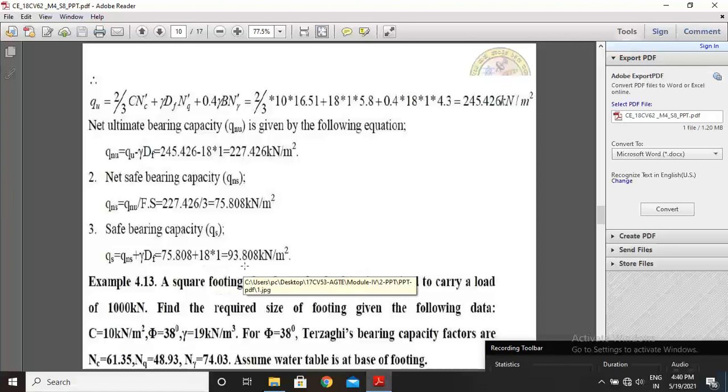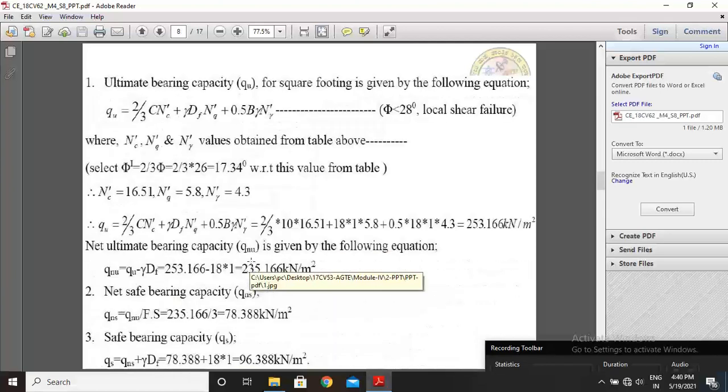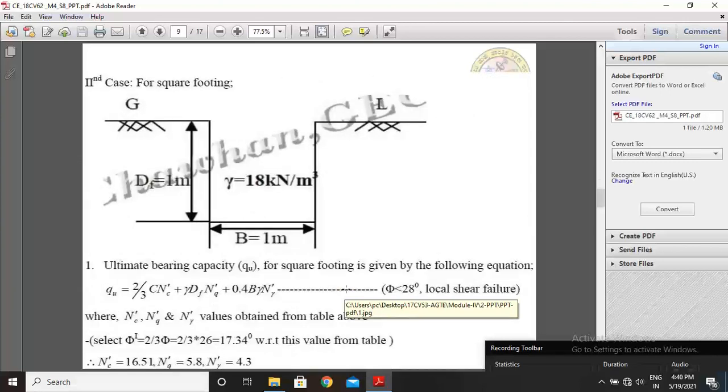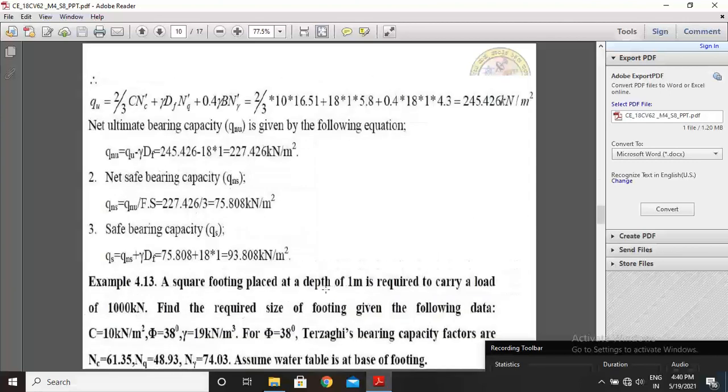So now we are getting 93.808 kilonewton per meter square. This is the safe bearing capacity for square footing. For square footing it is 93.8 kilonewton per meter square, and for strip footing we are getting 96. So means if the shape of the footing is changed, bearing capacity is also changed. That is the observation. Okay.